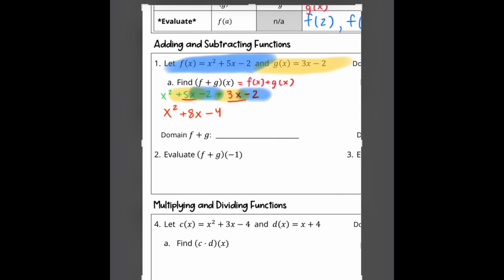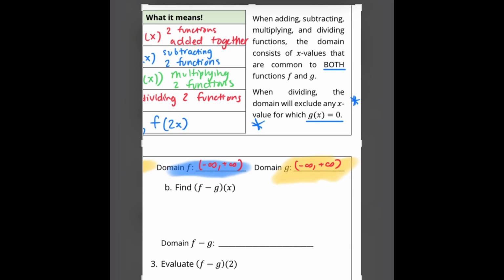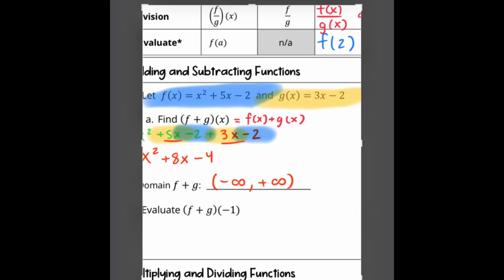And then we want to know the domain. Well, the domain is still all real numbers, okay? It's still a quadratic function. Nothing has changed in a way that causes the domain to change. And as we can see here, when adding, subtracting, or multiplying, we're in this case adding. The domain consists of values that are in common of both domains. As you can see, since they're both real numbers already, the domain of the sum is also going to be all real numbers.